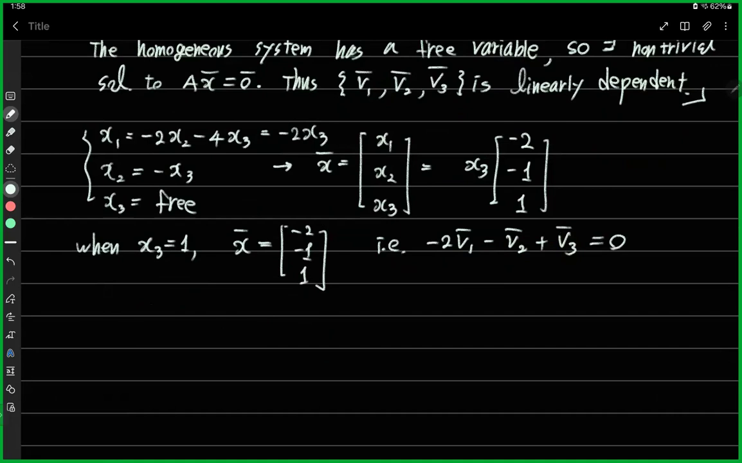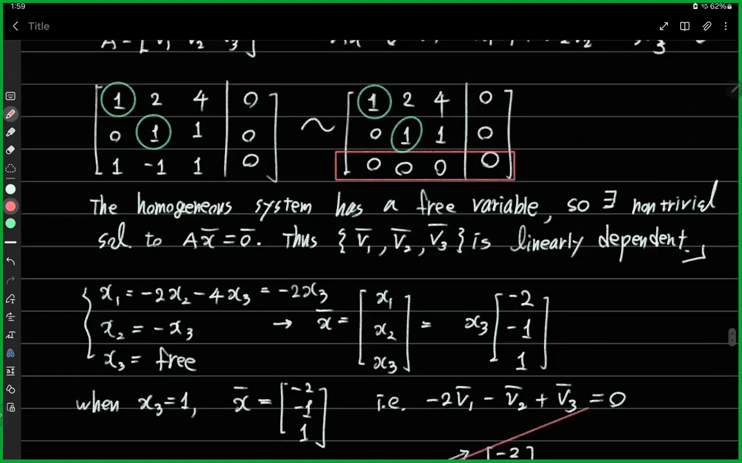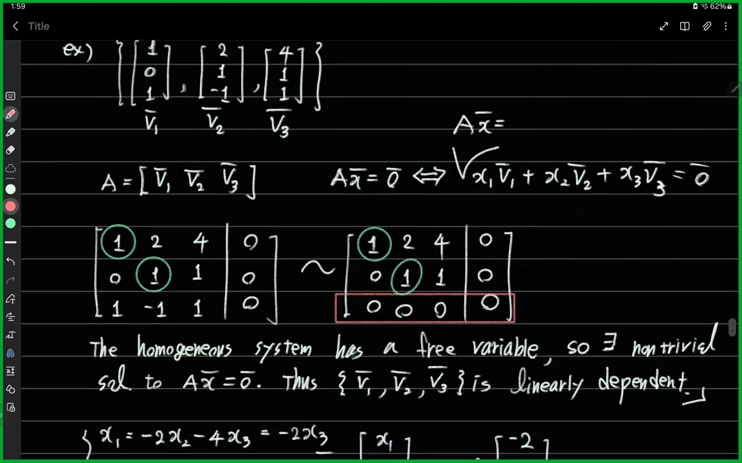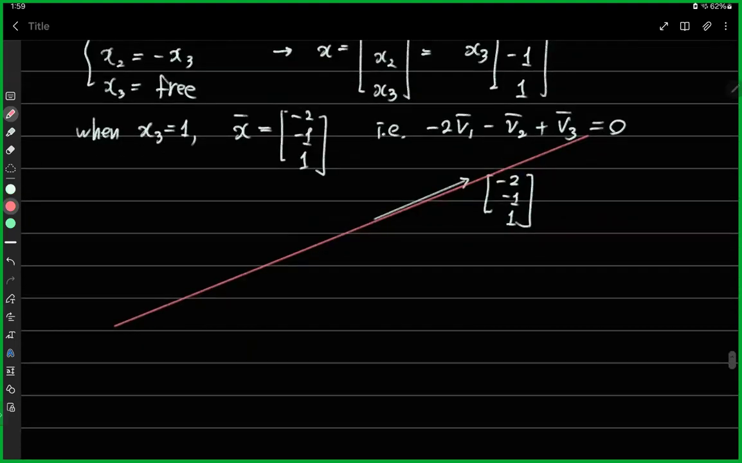But not only that one. Let's say this is the vector -2, -1, and 1. Then the line through that vector is the solution set of that homogeneous system, actually.